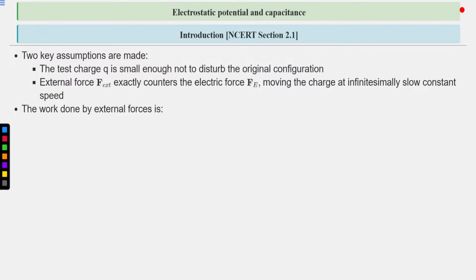Then the work done by the external force is, we have seen this type of expression in gravitation also. What is this? Integral of F external dot dr. Dr is the small distance traveled by this charge, and we are integrating this small work from R to P. This is the total work done to move a charge from R point to P point.